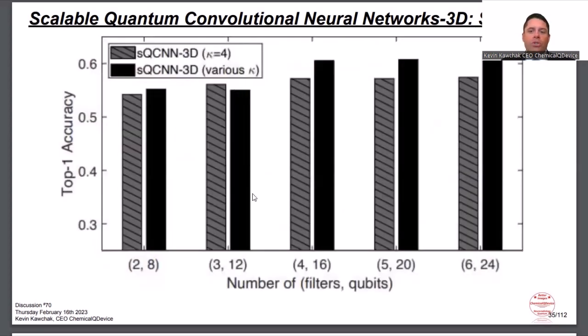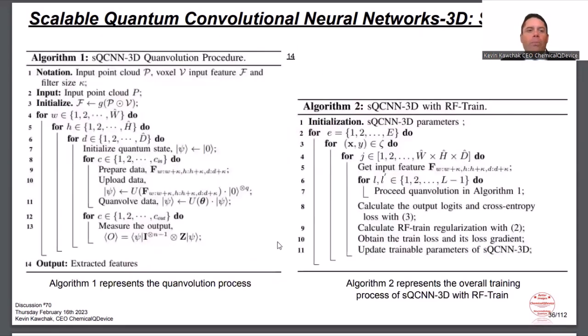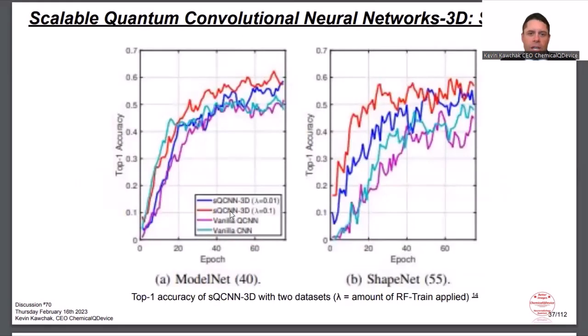And then this goes to show it's increasing with the number of filters and qubits. We saw this with their other paper too. Basically they're saying if you're increasing qubits with a traditional QCNN, even if it was 3D, that fights against barren plateaus, as opposed to this. Here are the two algorithms that they use. So the 3D one is for the convolutional layer, and then the second one is for RF train. And then the results you see are better. This one with their RF train in red has better results as compared to the 0.01.